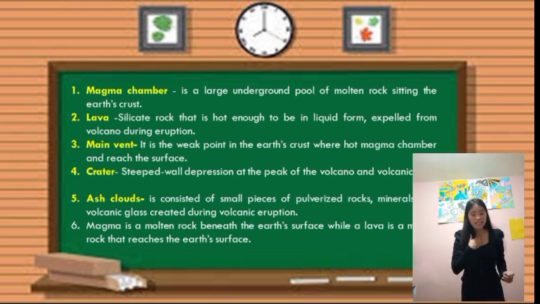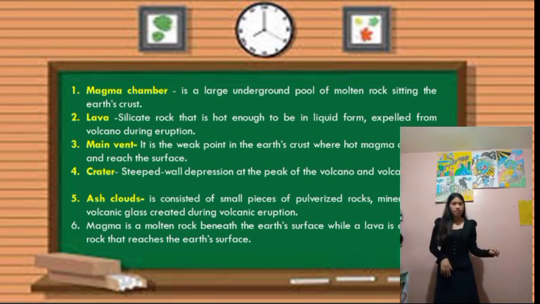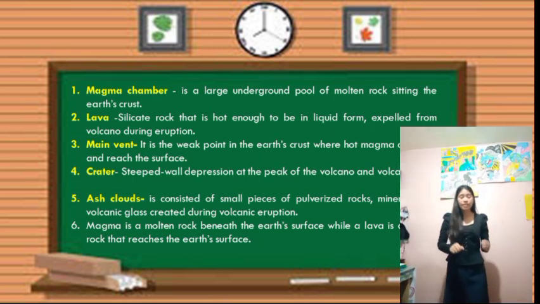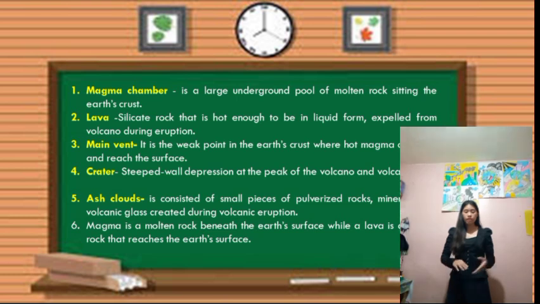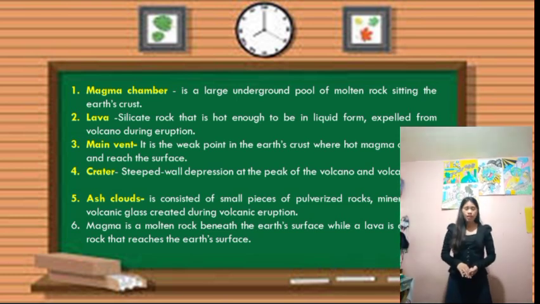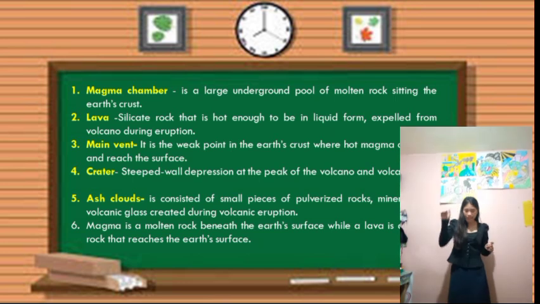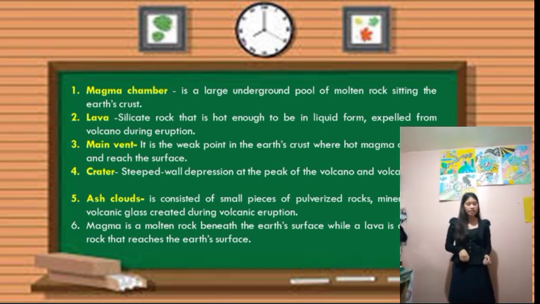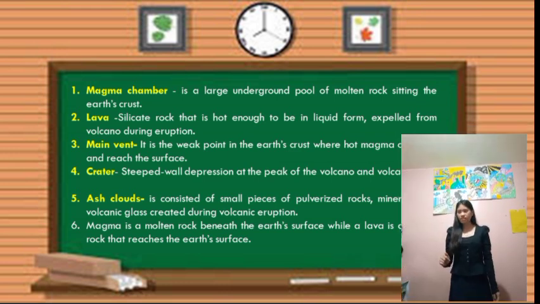Then, the next one is the lava. So everybody please read. Yes, thank you. So lava is a silicate rock that is hot enough to be in a liquid form expelled from volcano during eruptions. So note, class, that once the magma reaches the earth's surface, it becomes a lava. Understand? Thank you.